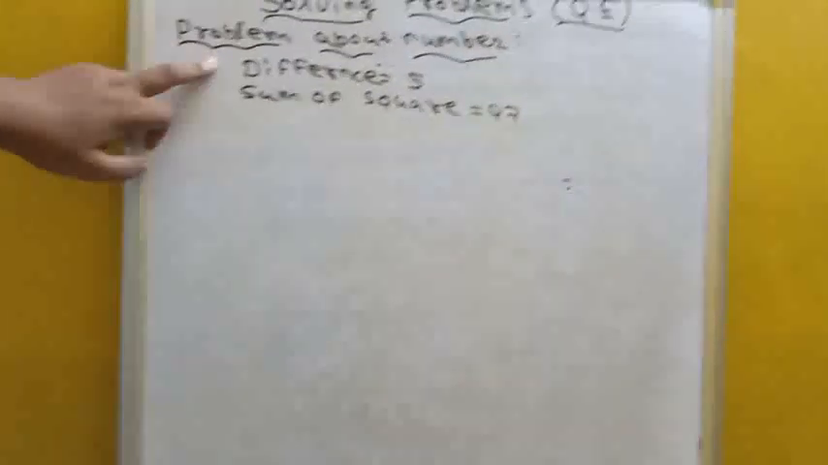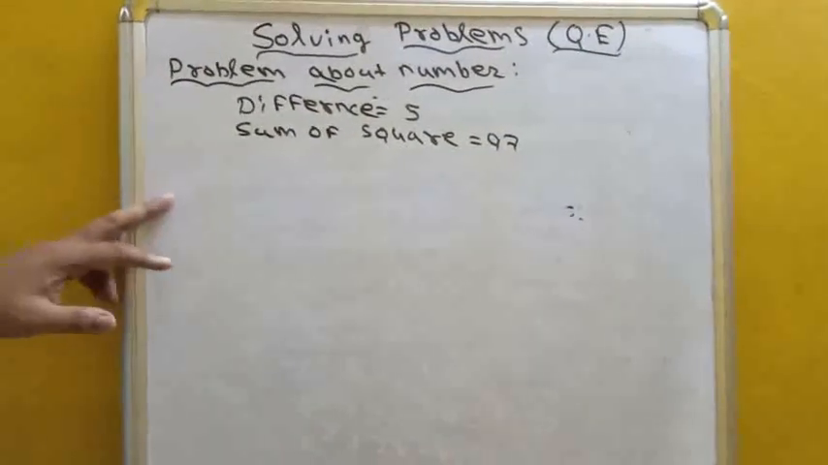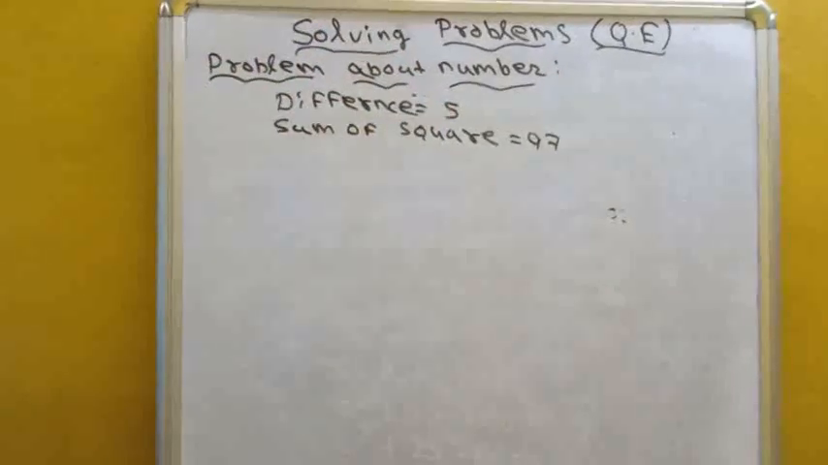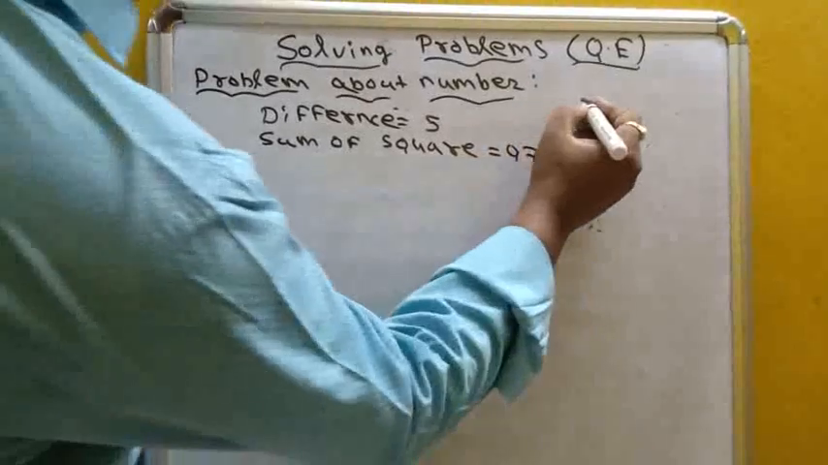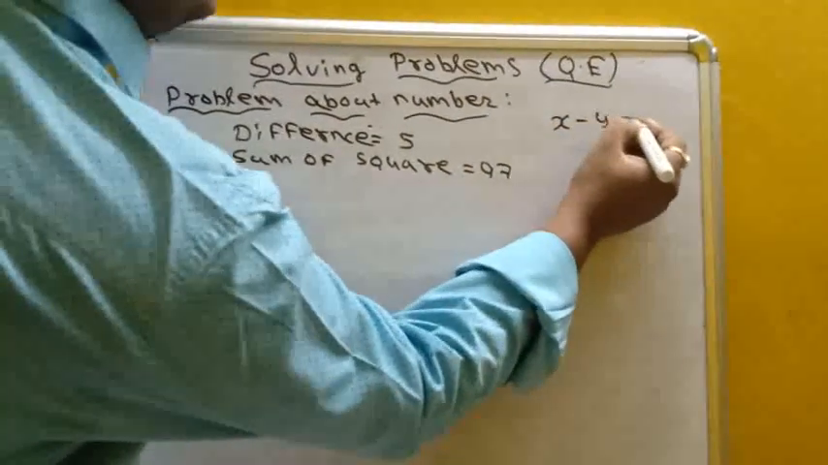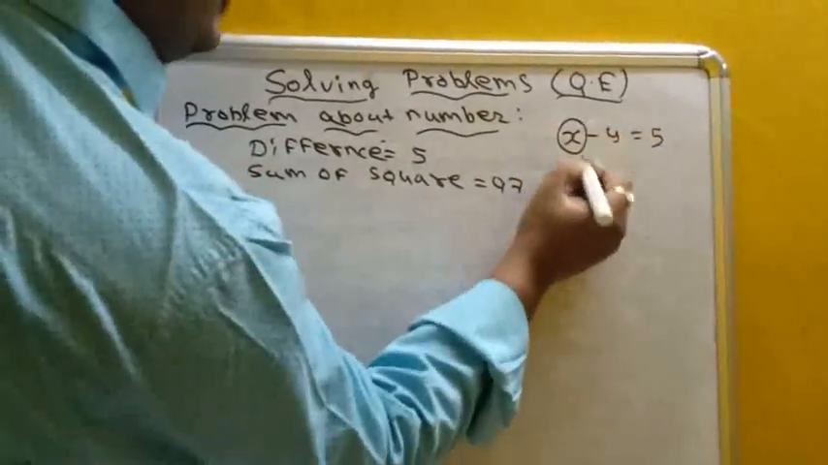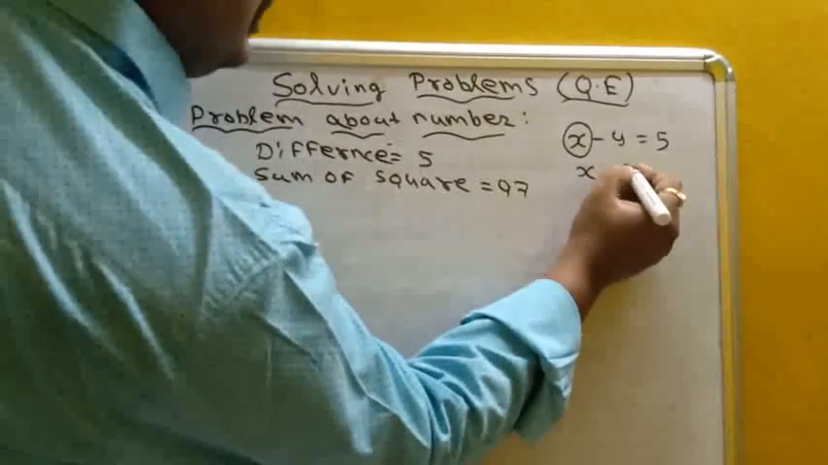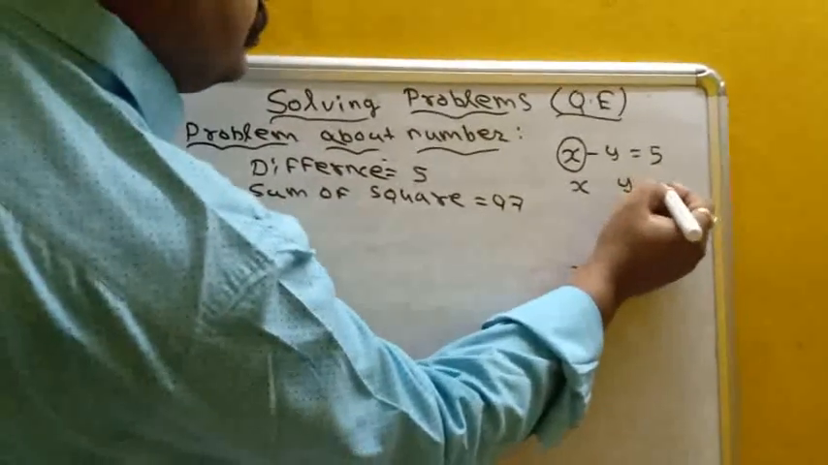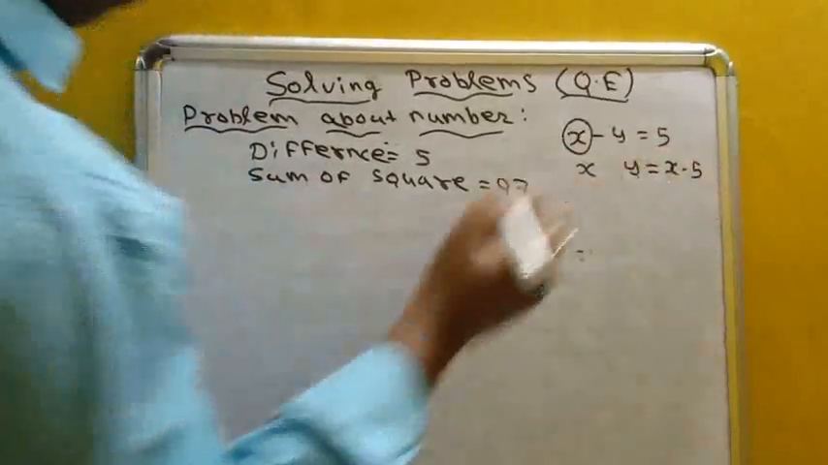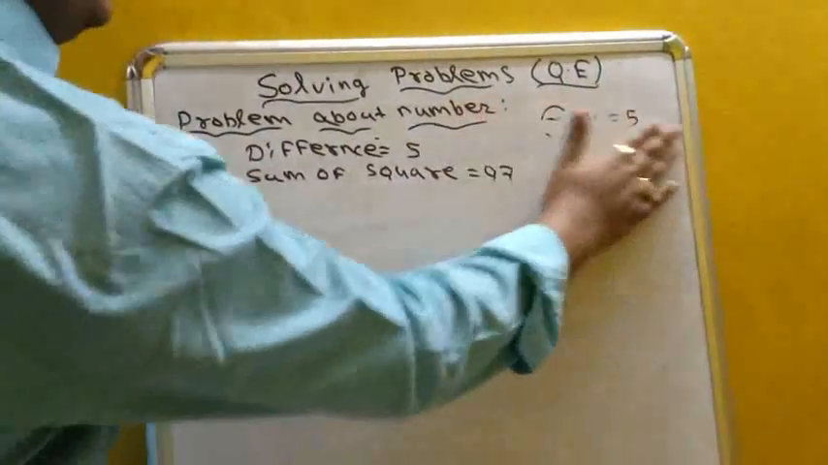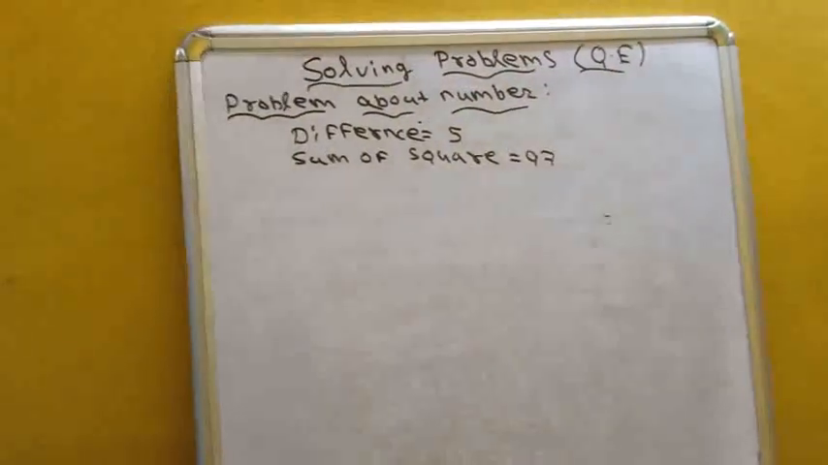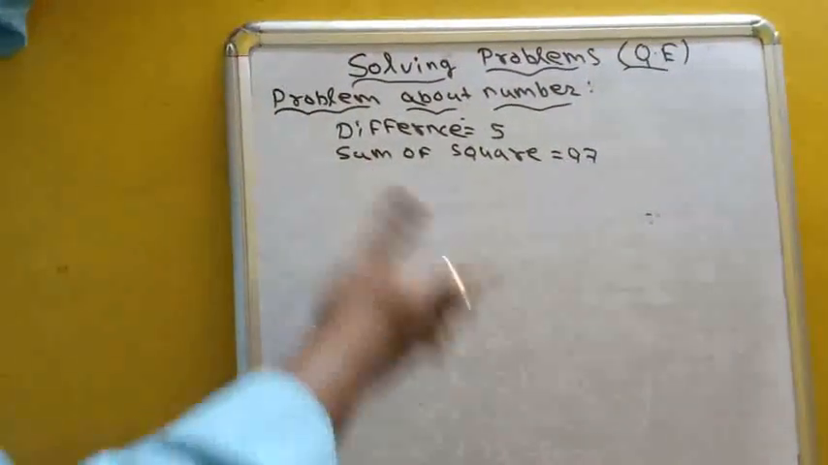If we are told the difference and the sum, you take x as one number, and the other number you will get automatically. He told x minus y equals 5. If I take the first one as x, then y equals x minus 5. Yes or no? So like that, you take the first number as x, or you can take the plus also.